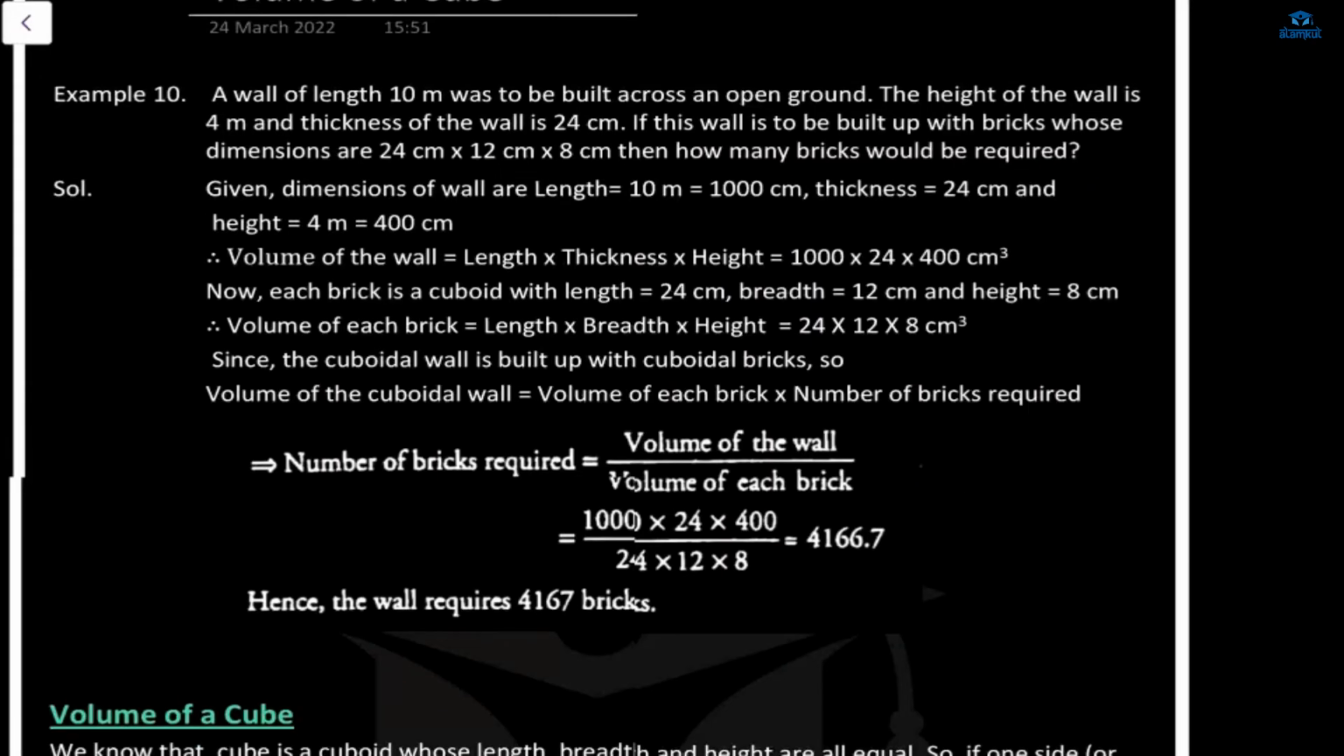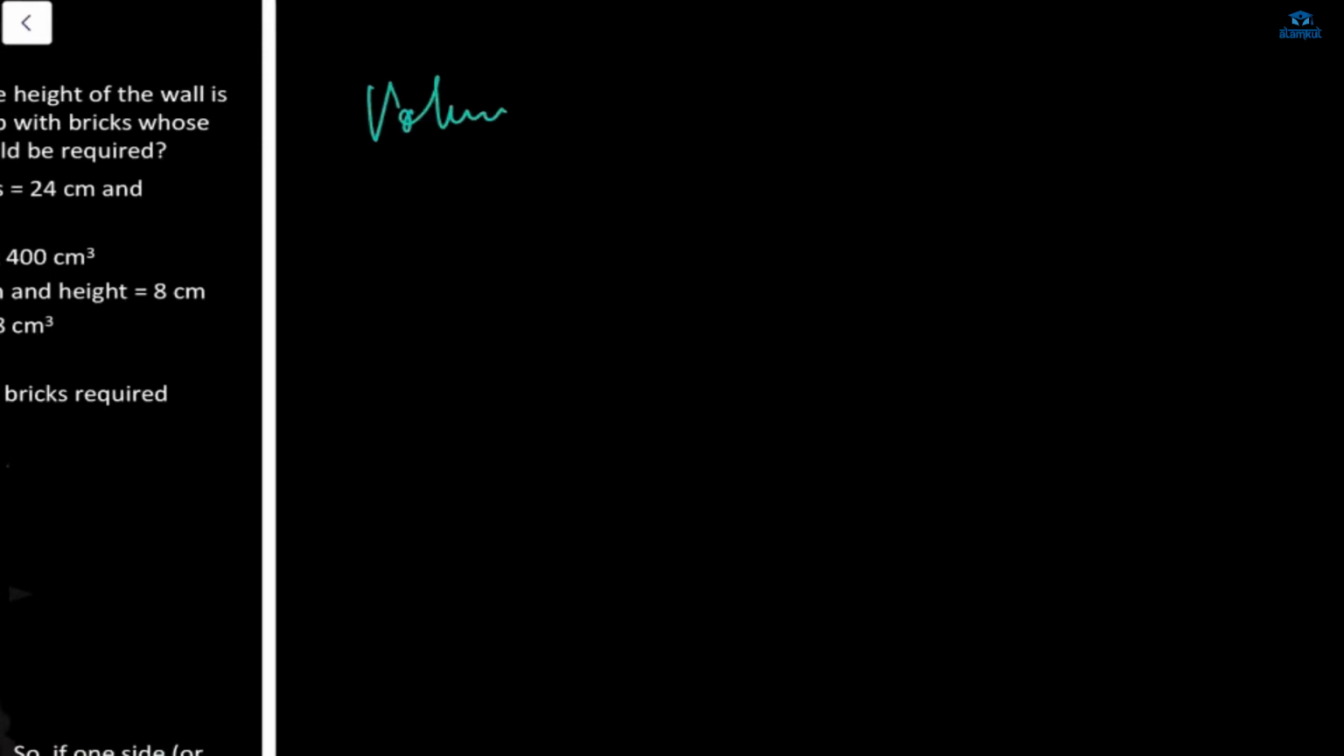Till then, everybody joins. We were studying volume of cube and cuboid. Surface area of cube and cuboid we have already done. Now we were on the topic of volume of cuboid. So, what is the volume of cuboid? It is length into breadth into height. So, let's see the question.